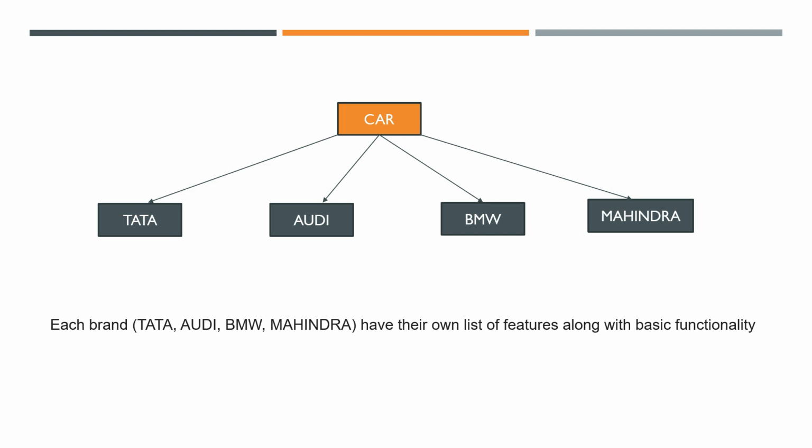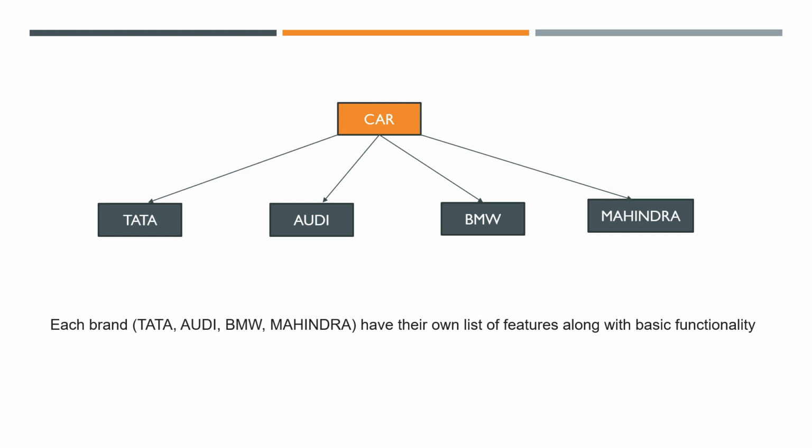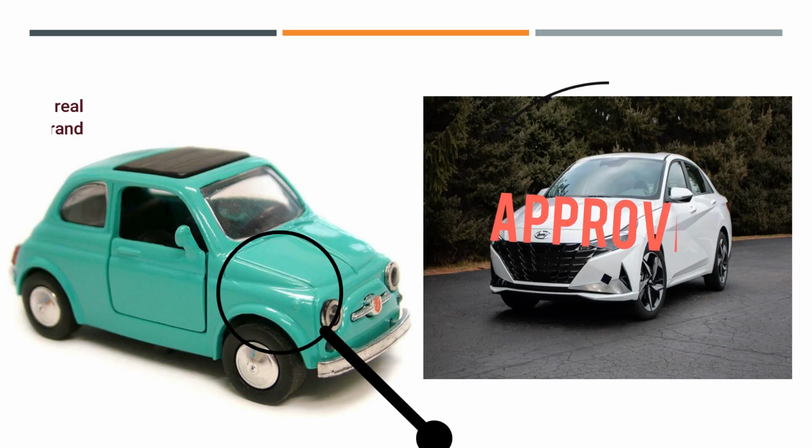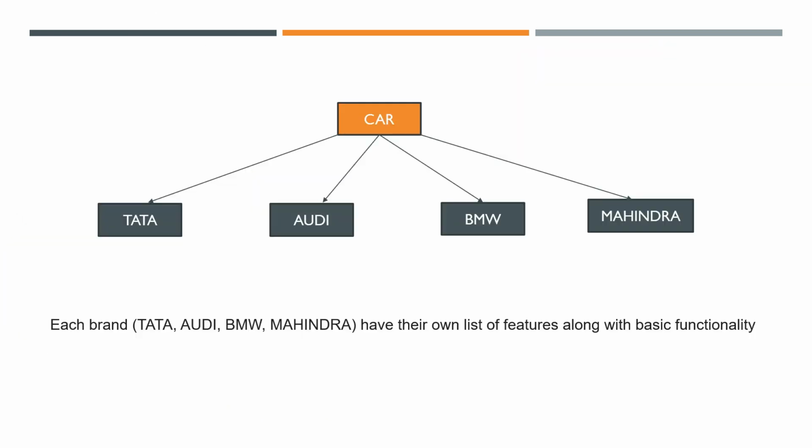So car is an entity, but whenever we see any car on the road, is this just a car without any brand? No. Either the car will be a BMW, Audi, Tata, or Mahindra. There is some brand, and every brand is associated with some features and basic functionality. So whenever you see something on the road, logically it is a car, but physically it is a Tata car, an Audi car, a BMW, a Mahindra, a Jaguar.